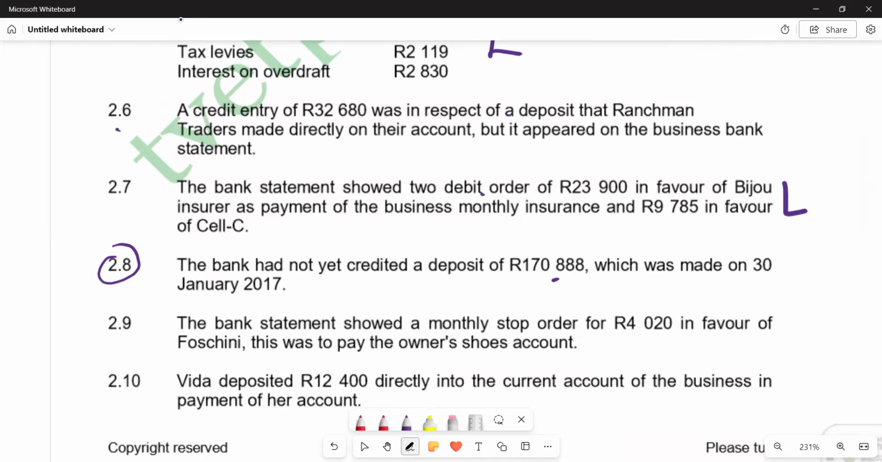We skip it. This 2.8 is telling us about the balance that we have on the bank statement. This one, 2.8, is telling us about the deposit which was not yet credited.